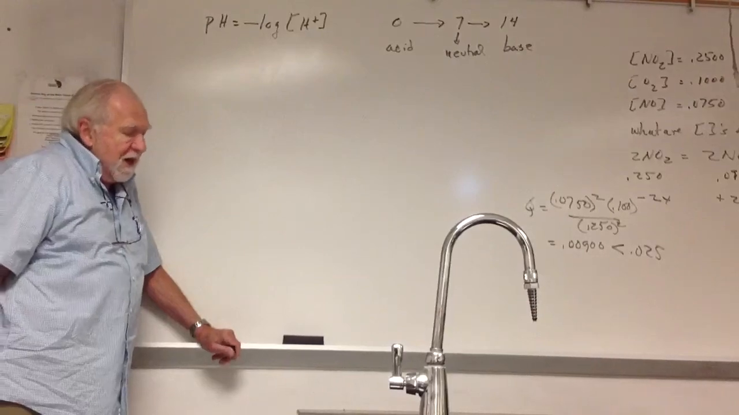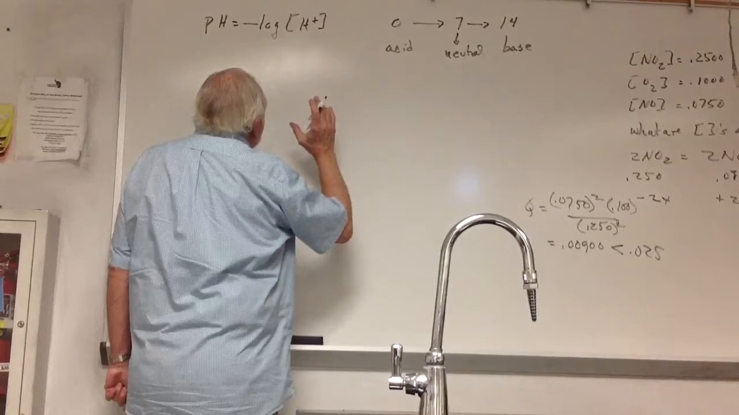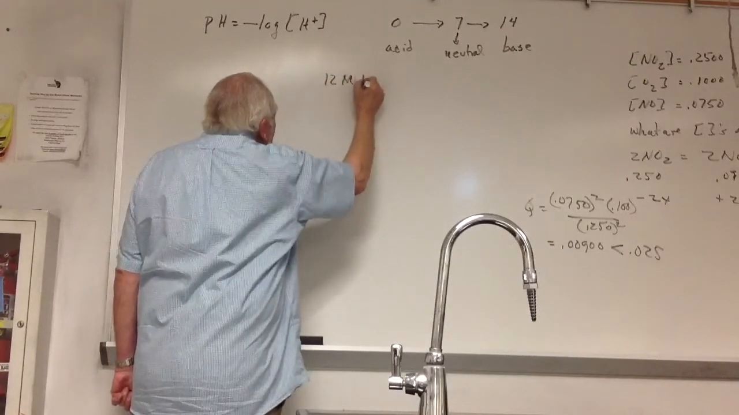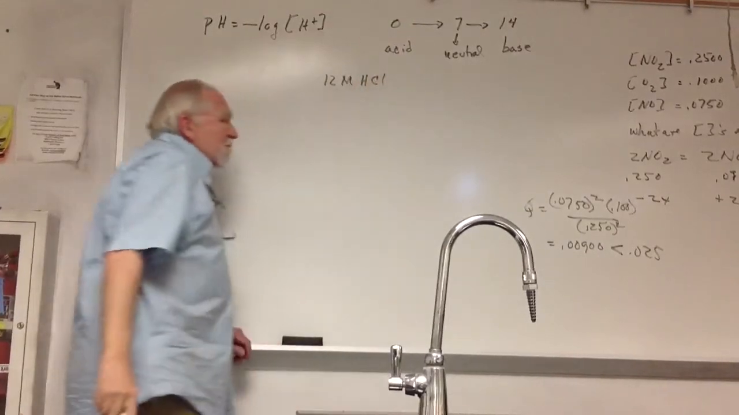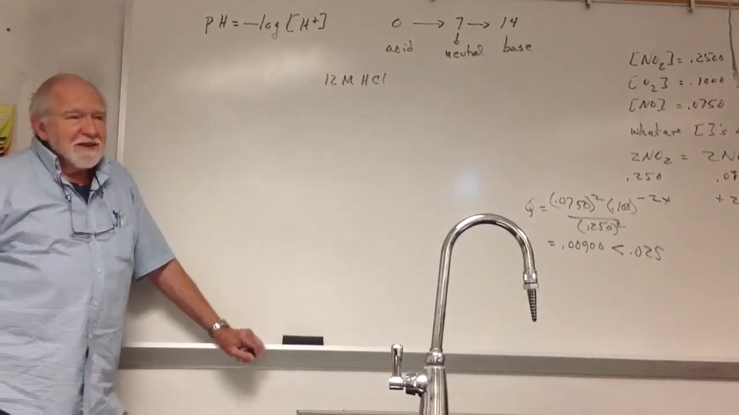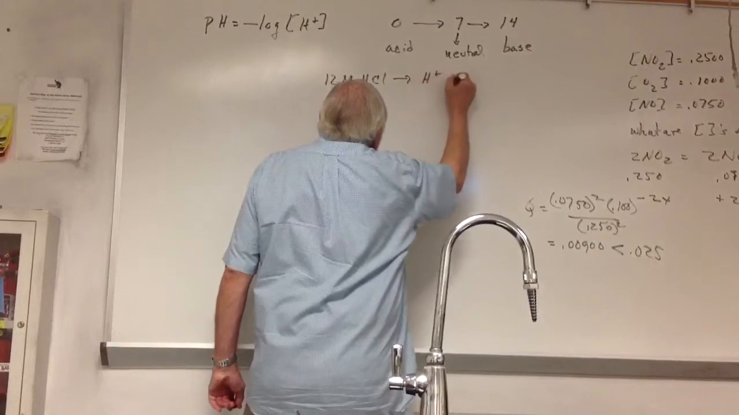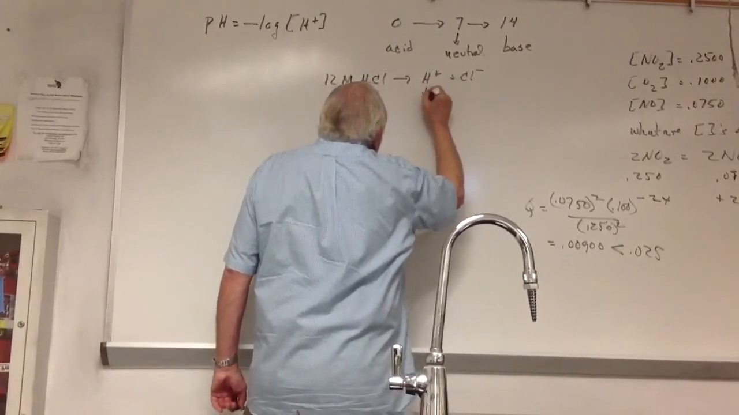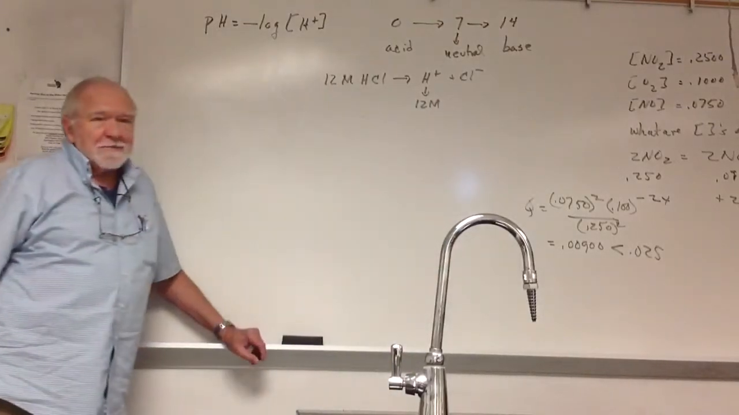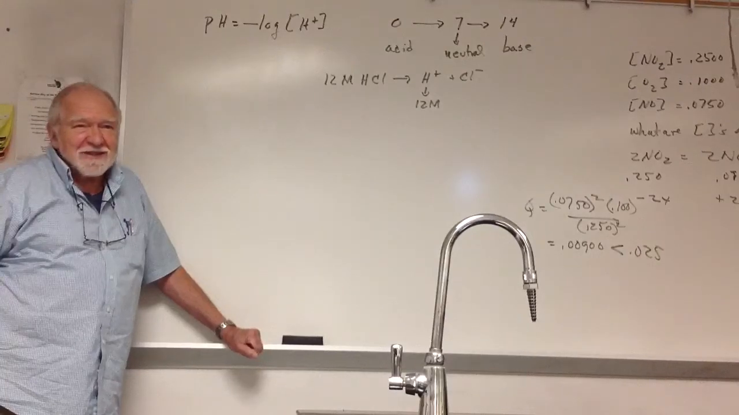For instance, I won't do easy ones first. I want to just look at 12 molar HCl. You know HCl is a strong acid, so it dissociates completely. And you say the H plus is 12 molar. What do you get for the pH of that solution?